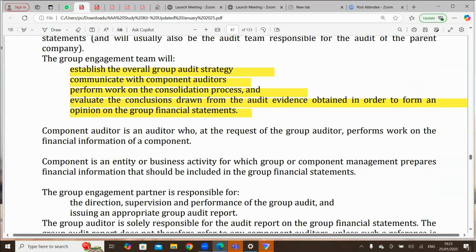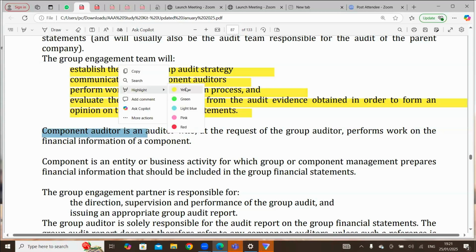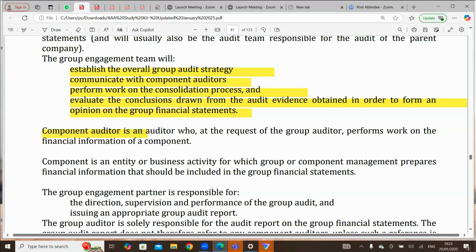Moving on, who is now the component auditor? The component auditor is an auditor who, at the request of the group auditor, performs work on the financial information of a component. So think about it. Like I said, Dangote Refinery was being audited by Deloitte, and Dangote Cement was audited by EY, right? If they decide that Deloitte should be the group auditor, EY will be a component auditor to Deloitte, right? In that context.